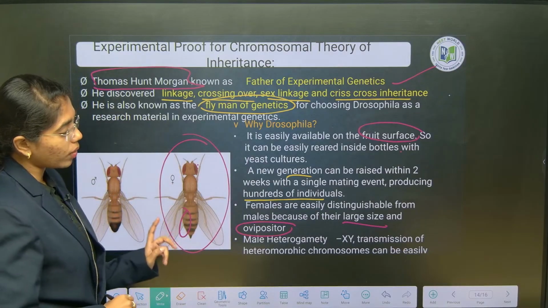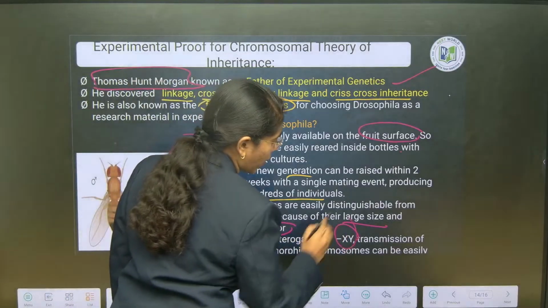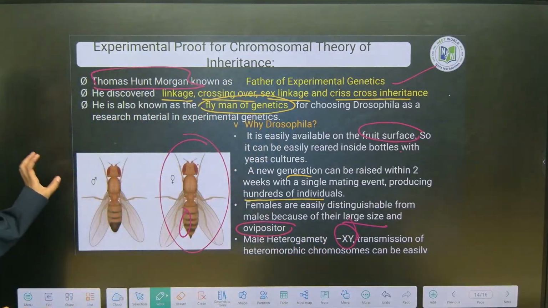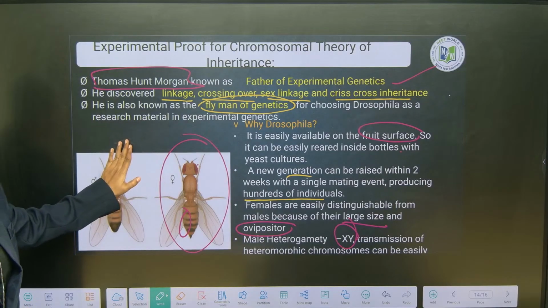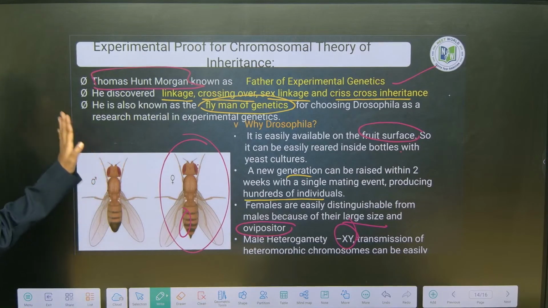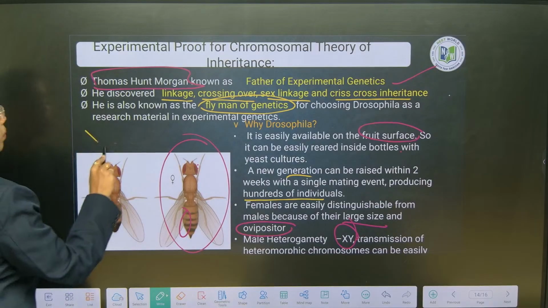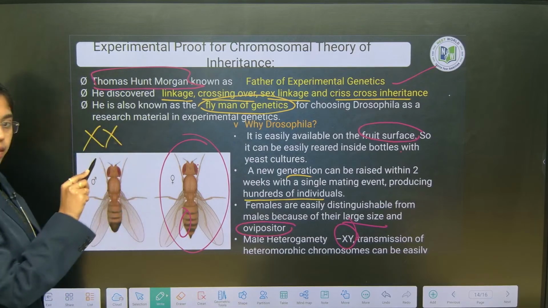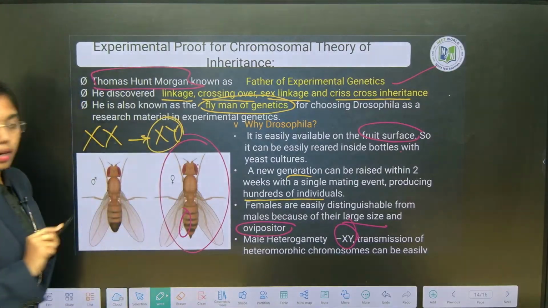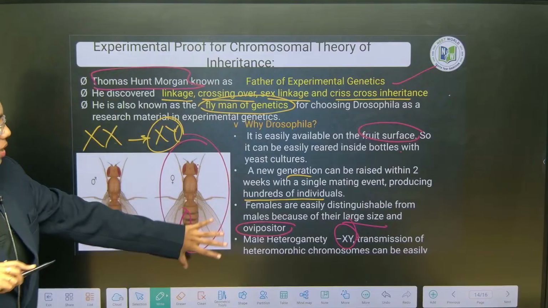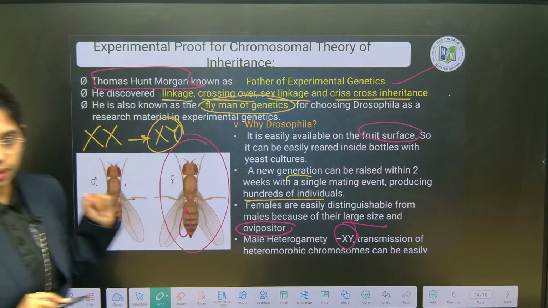Okay. Male heterogamety is XY. Transmission of heteromorphic chromosomes can be seen. So, what type of heterogamety is expressed by Drosophila? Male heterogamety, where females have the same chromosomes, XX, and males have XY. Clear? These are the reasons why Drosophila was chosen by Morgan.